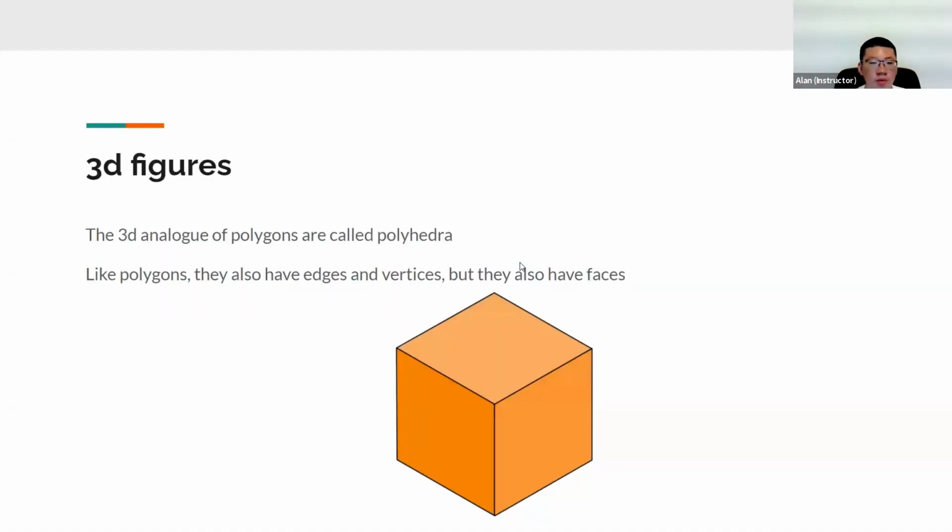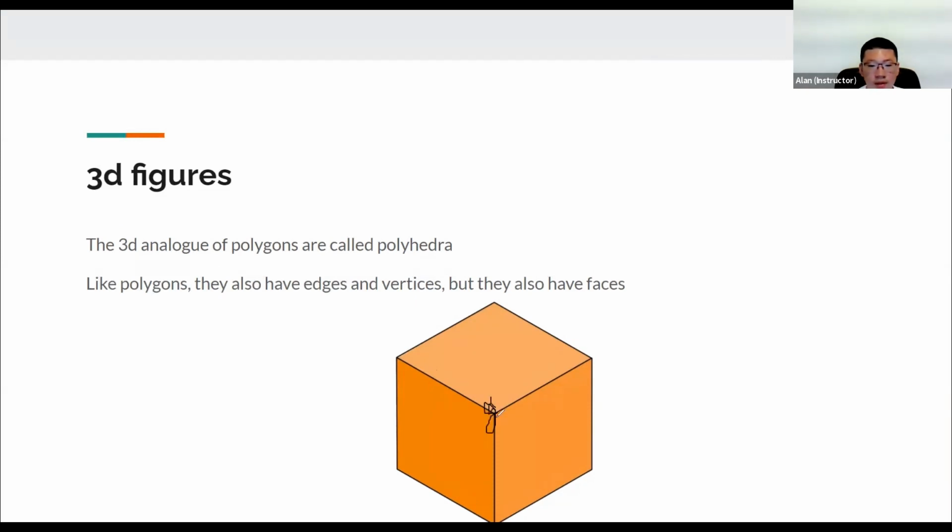So first, 3D figures. The 3D analog of polygons are called polyhedra. And like polygons, they also have edges and vertices, but they also have faces. So what I mean by that is, this tool. All right. So this point here, the points where three edges meet, they're called vertices, and the points where two faces meet, these lines, they're called the edges. And then finally, these planes, those are called the faces.